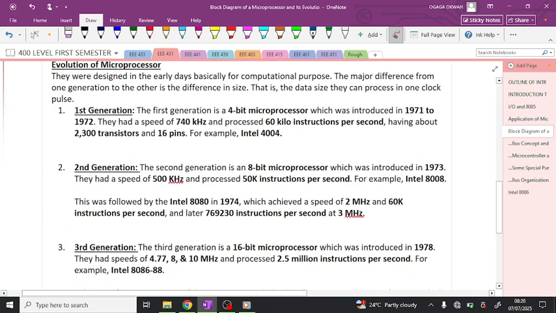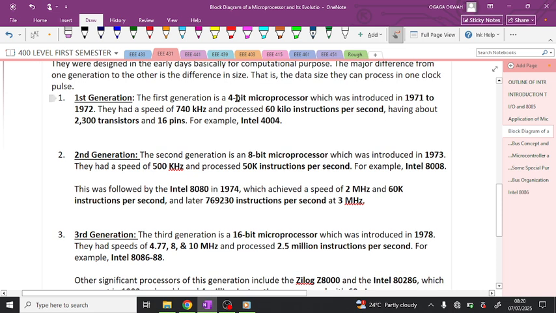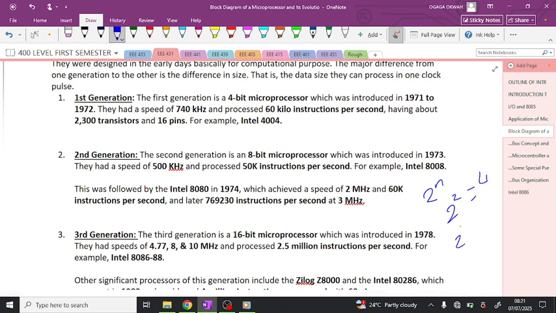So for the first generation, it's a 4-bit microprocessor. Second generation, 8 bits. Are we seeing the difference now? Third, 16 bits. It's just growing like this, 2 raised to the power n: 2 raised to the power 2, 4 bits, 2 raised to the power 3, 8 bits, 2 raised to the power 4, 16 bits, and so on. Can we see that? If you have that in mind, you almost know the entire generation.